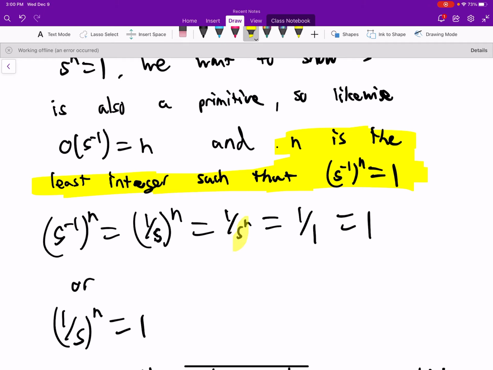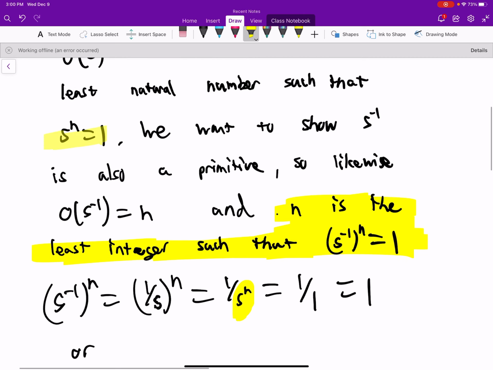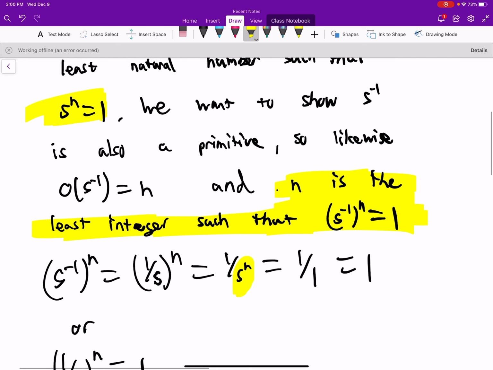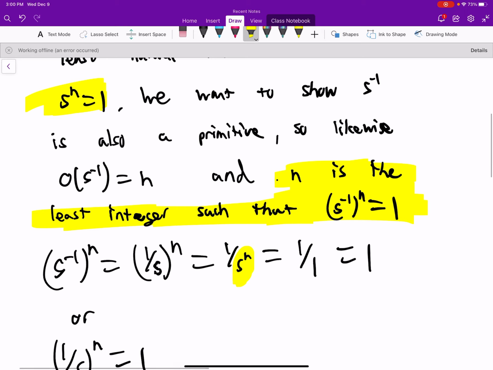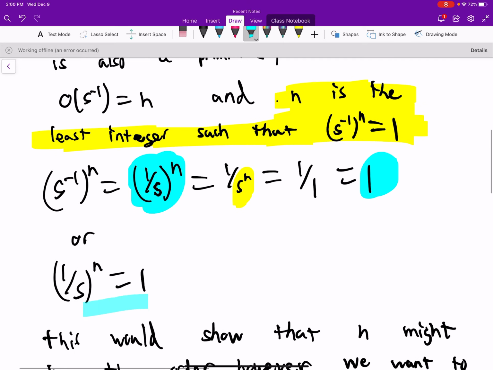So right here, I'm looking at s to the n. I'm using a substitution from here, which is 1 over 1, which is equal to 1. So then I'm looking here, and I set that equal to this. And that is here.